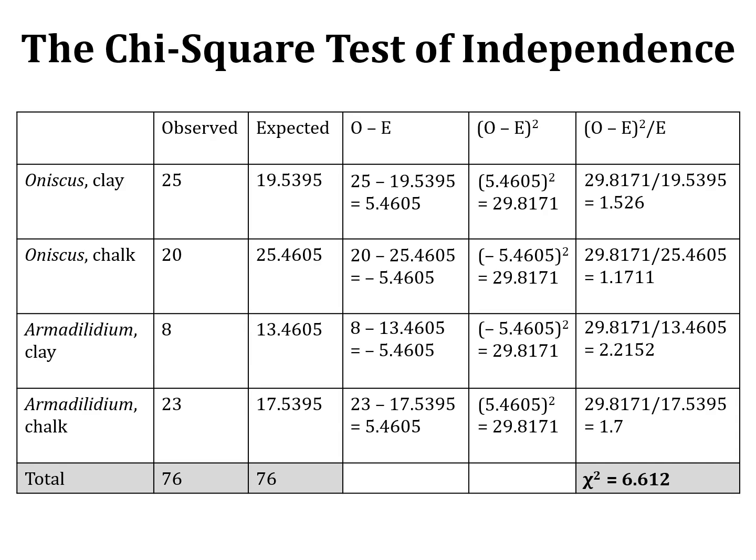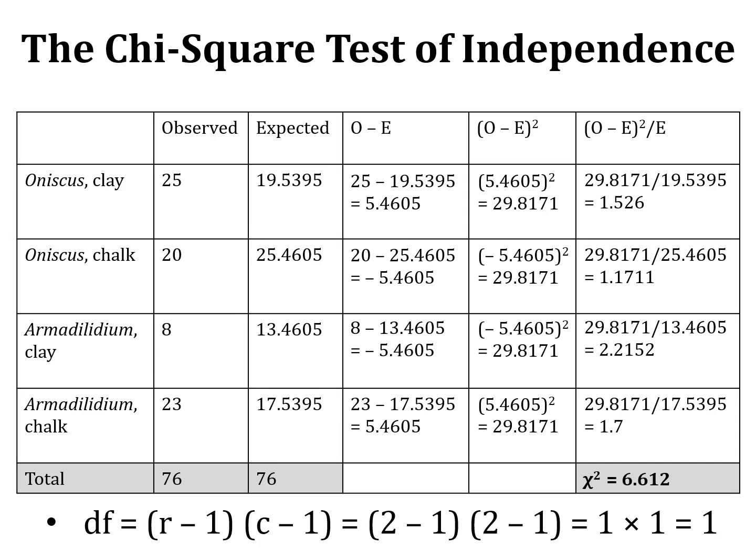So this is how we calculate the chi-square. And then what is the next step? The next step is to calculate the degree of freedom. And degree of freedom for the chi-square test of independence is calculated by taking the product of r minus 1 into c minus 1. So r is the number of rows and c is the number of columns.